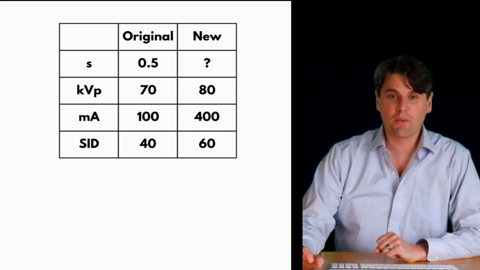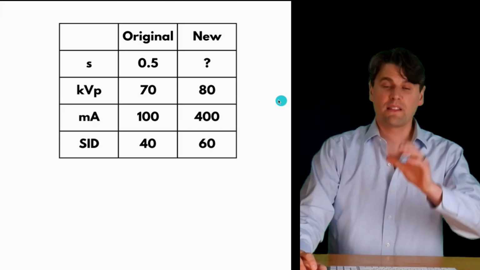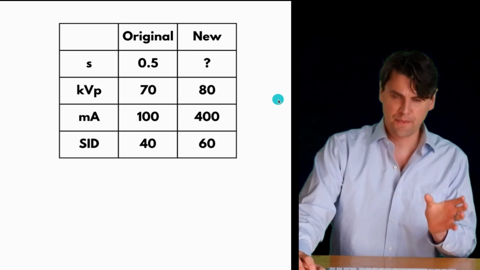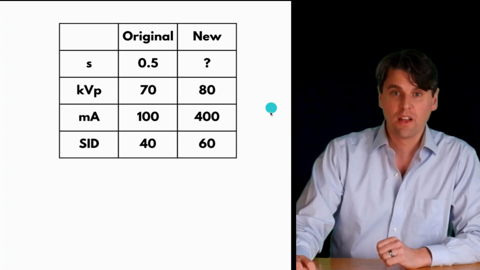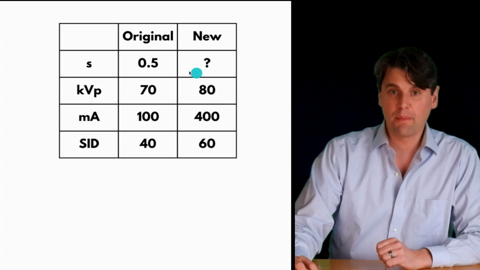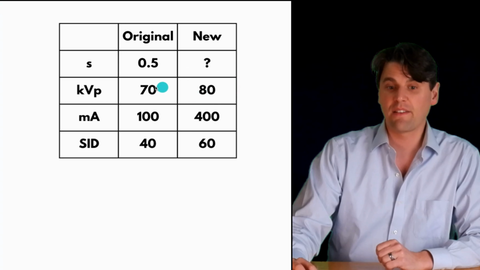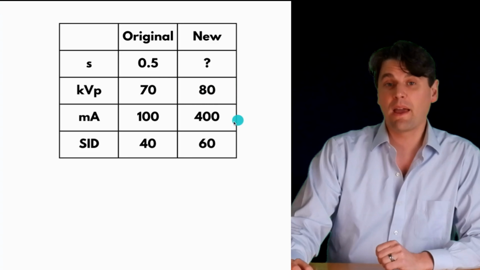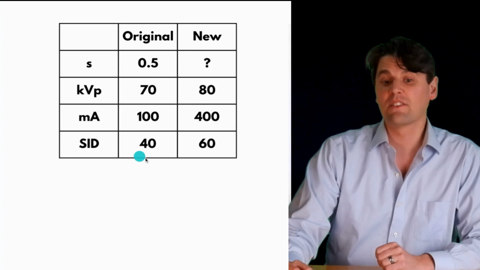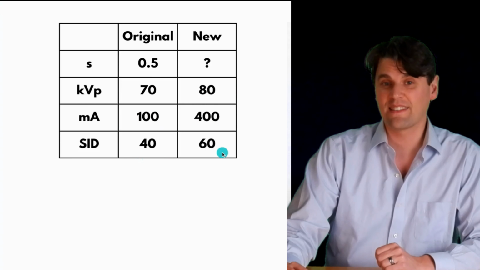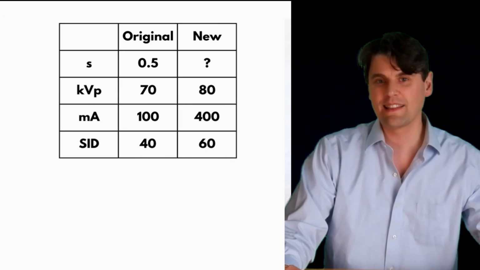Now this is our other problem that we're going to go through for you here. Again, a similar kind of thing where we lay out our original technical factors and then the technical factors for our new acquisition. So we start with the time, and again, we're going to be solving for the time here. The kVp is going from 70 to 80. The mA is going from 100 to 400, and the SID is going from 40 to 60. In this case, the Bucky factor is staying the same, so we didn't list it here.